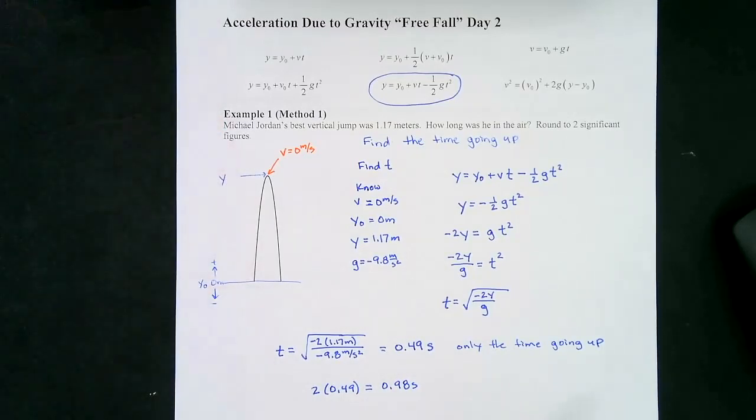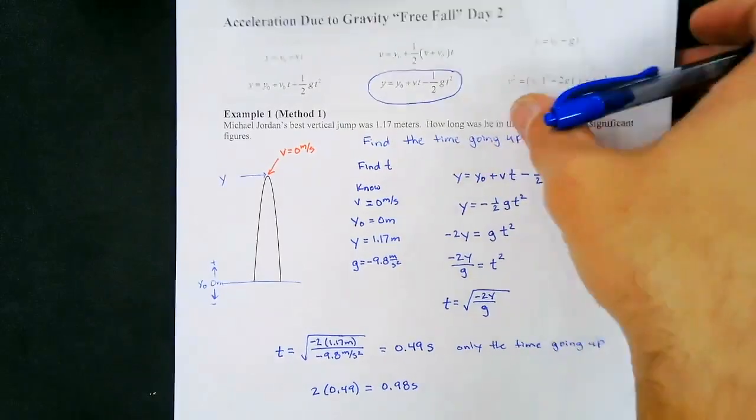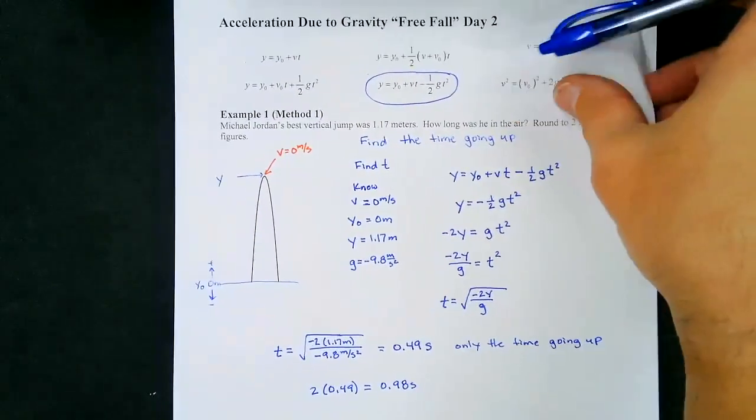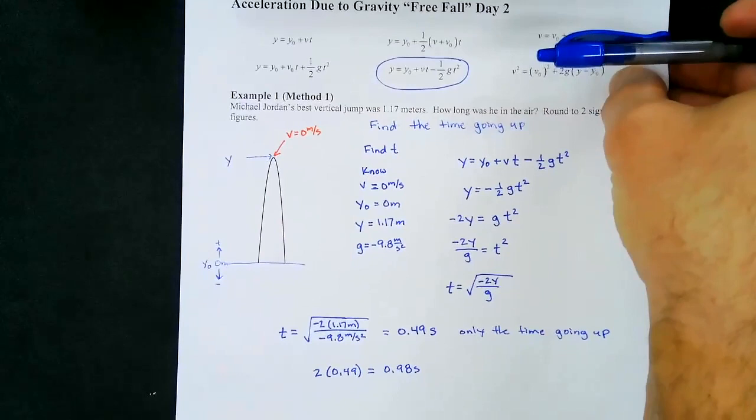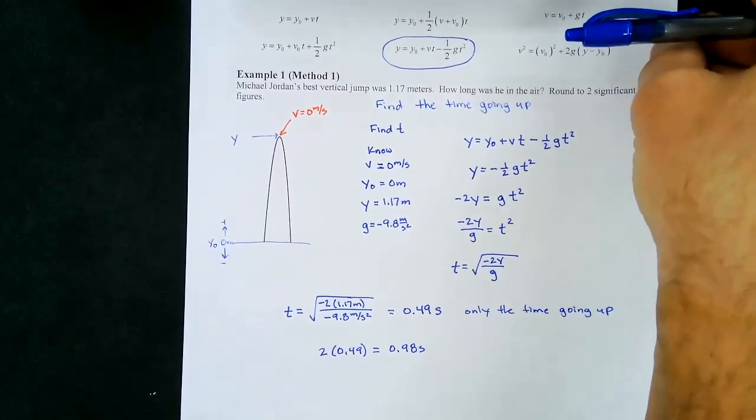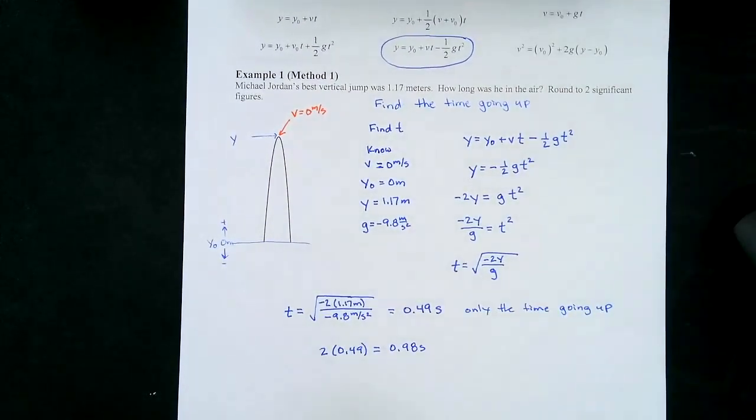Michael Jordan was in the air for 1 second, which is kind of a long time to be in the air, right? Somebody said once that he had the best hang time of any NBA player. I don't know if that's true or not, but somebody said that one time.